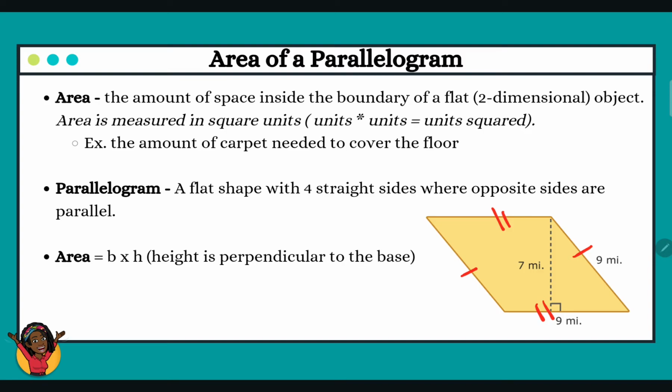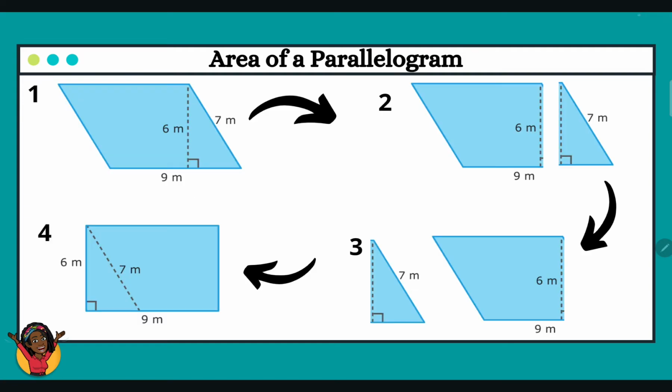To find the area of a parallelogram, we multiply the base. So here would be our base. And we multiply that by the height, which needs to be perpendicular to the base, meaning that it forms a 90-degree angle. So that would be our height, that would be the base. So for this example, we would multiply the 9 times the 7 to calculate our area.